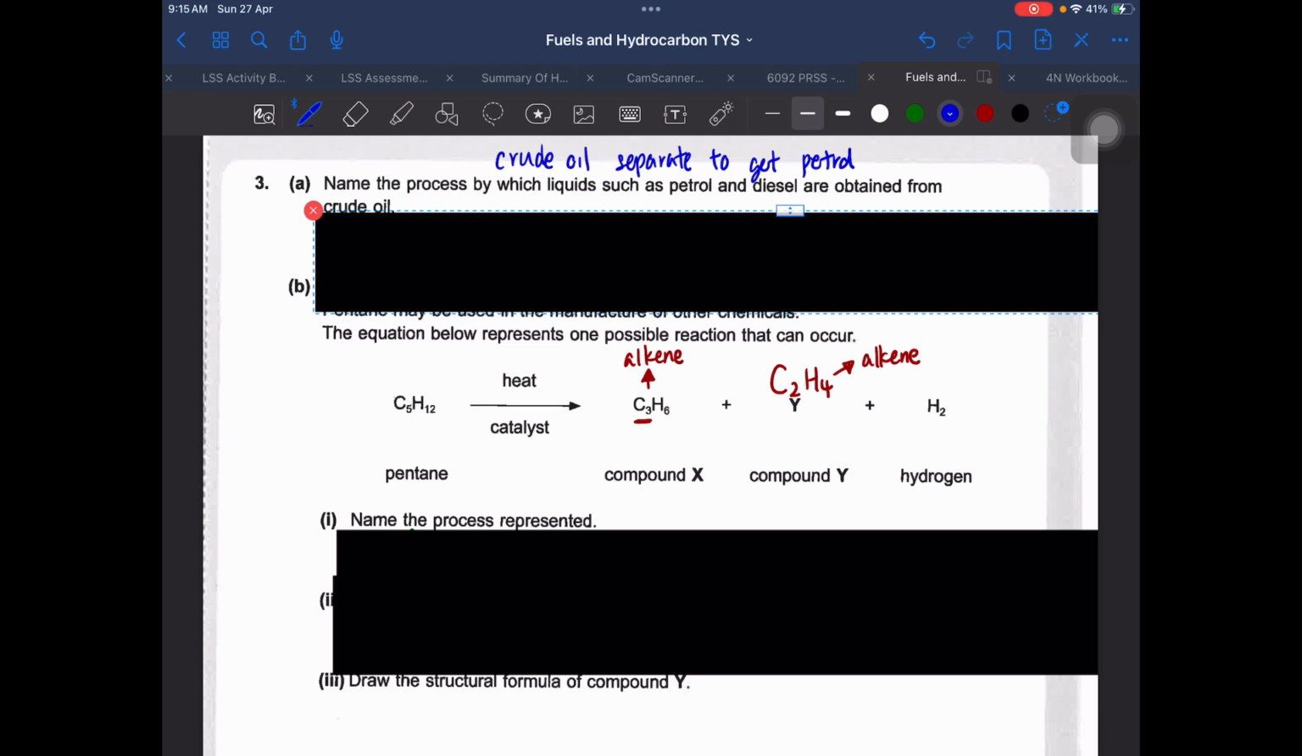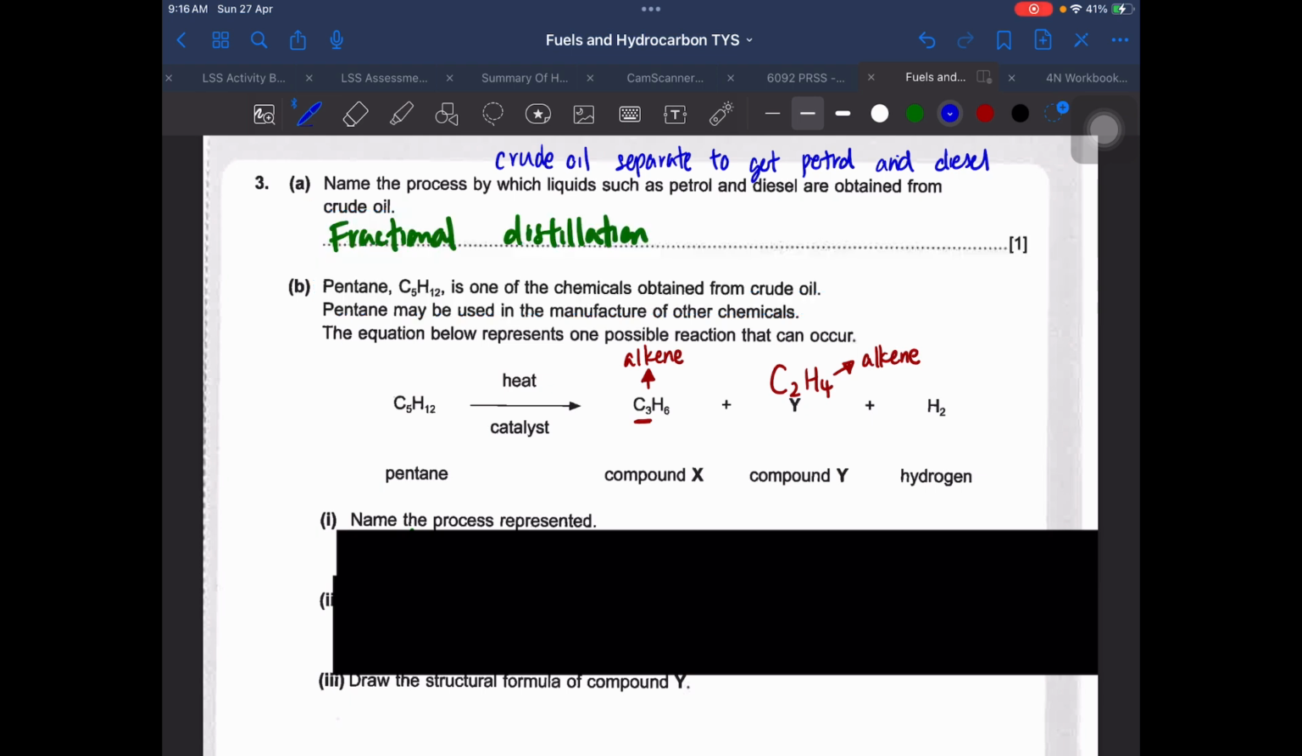Now, how do we separate such chemicals? How do we separate this mixture into different things? And that's where we have our fractional distillation. Just a quick recap, fractional distillation is based on different boiling points, right? So chemicals with the lower boiling point will be separated first at the top. Chemicals with the higher boiling point will be separated last at the bottom, right? So this is what you can revise from topic 13.